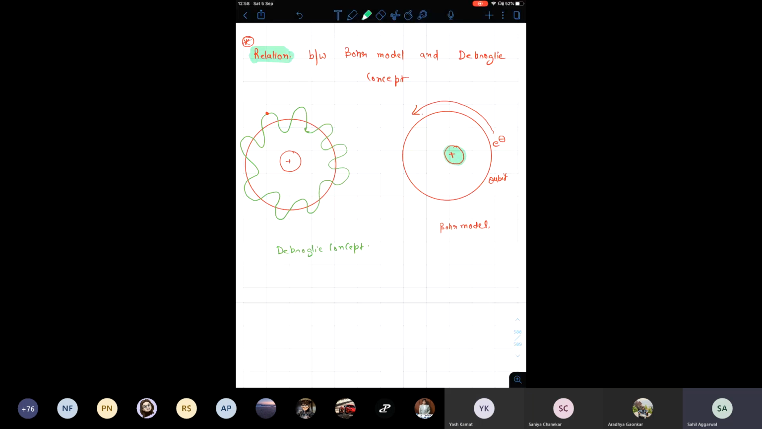If the electron has a wave nature, it will move in a waveform only. But Bohr did not give information about that. He did not talk about that particular thing. He spoke about radius, energy, and all those things. De Broglie talked about the wave nature and the particle nature both together. That is why we are reading this particular thing in this de Broglie topic.